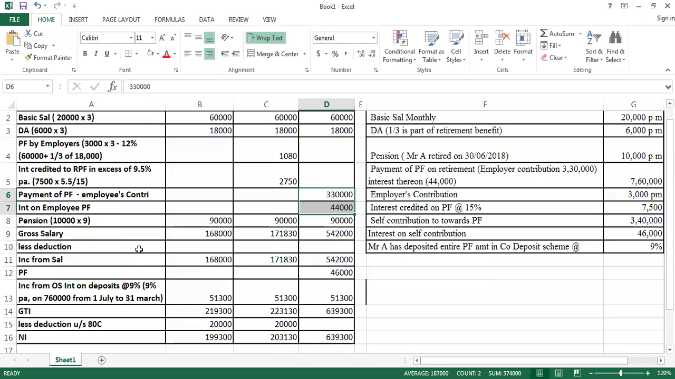In other cases, they are exempted. Yes, sir, they are exempted from tax under section 10(11). In the other cases, they are exempted from tax.